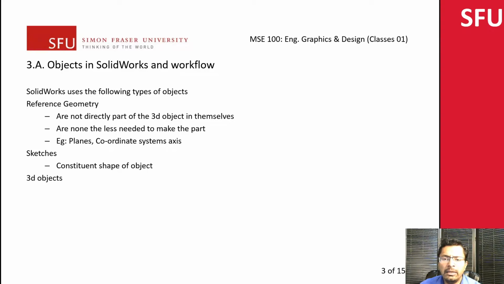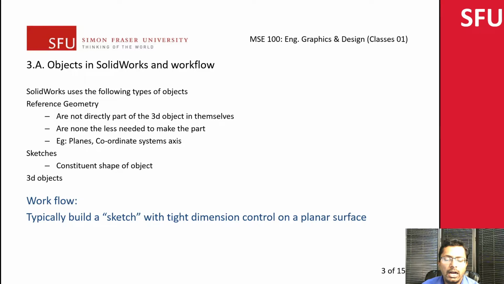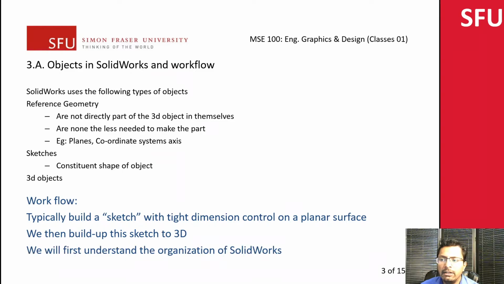The way we would actually build them is the basic set of reference geometries would already be given to you. Then you build additional coordinate planes if you want them. Once you have that, you typically use them to build your sketches, and then you build your 3D objects on top of it. So your workflow would typically be to create a sketch with all of the tight dimension control on a planar surface, and then we can use that to build 3D objects, and we'll do different things to create the 3D objects.